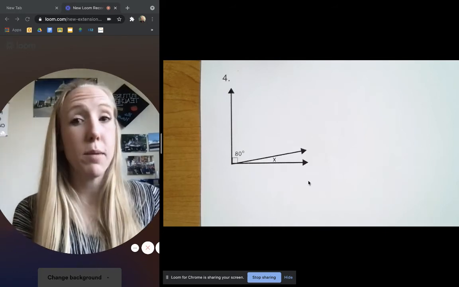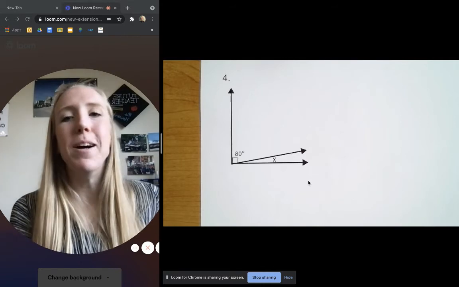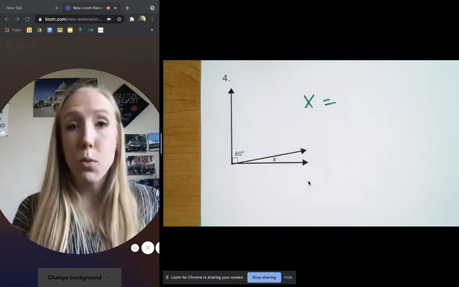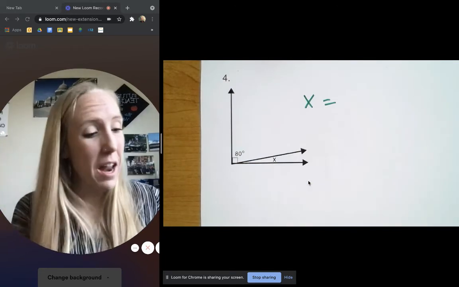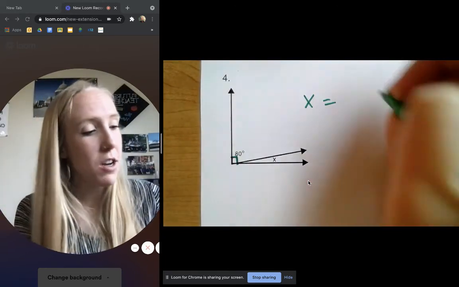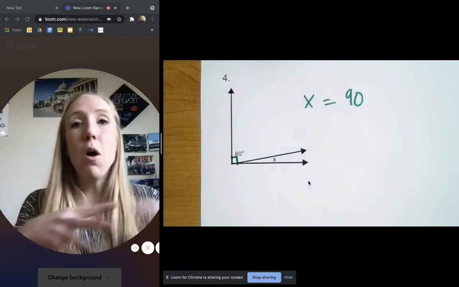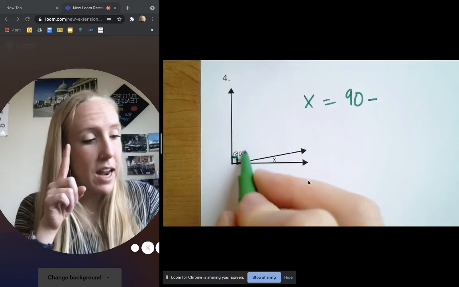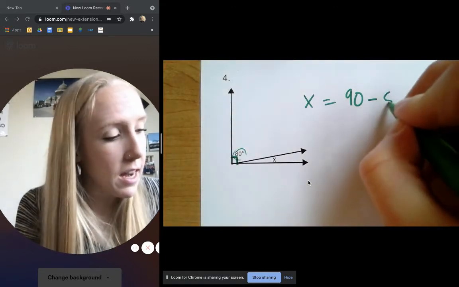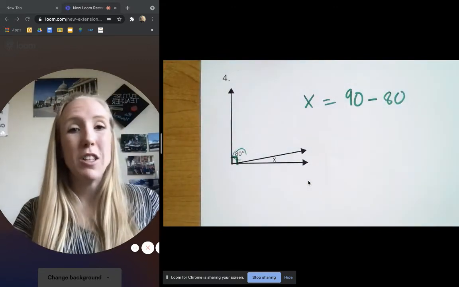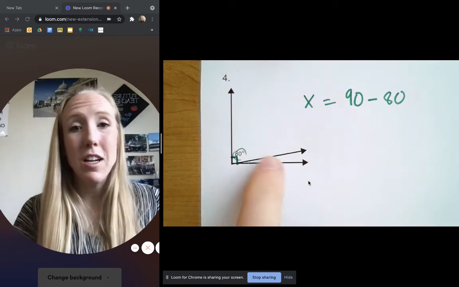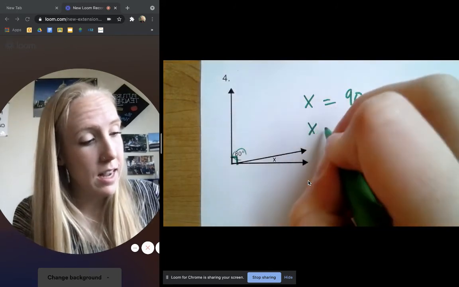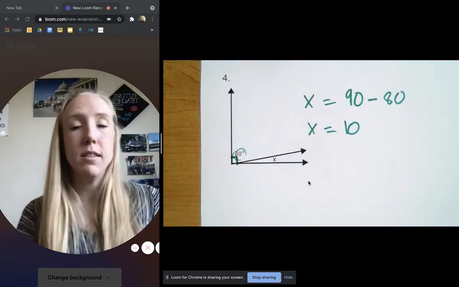All right. Hopefully you actually paused the video. So if I'm trying to find x, it's going to equal the whole thing. They're telling us the whole thing is 90 degrees. That whole 90-degree angle, minus the part that they're telling us, this 80 degrees right here. So to get from 80 to the full 90, x has to equal 10 degrees.